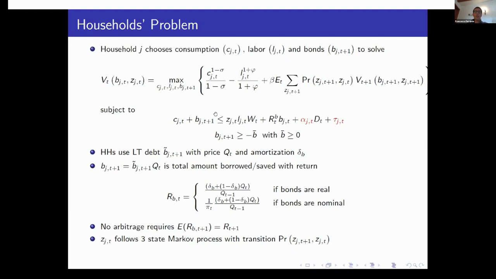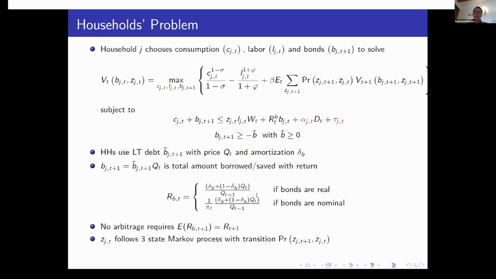So the B in the budget constraint is actually equal to the total amount borrowed, B times Q. We can express the return on bonds as being a function of delta B, where delta B is the amortization rate, and the price of the bond, Q, in case the bonds are real. This is a standard return where delta B represents the coupon payment, and 1 minus delta B times Q is the value of the outstanding debt. Whereas if bonds are nominal, there is also the term capturing the deflation, 1 minus pi there. Notice that if delta B is equal to 1, we are back to the 1 period debt.